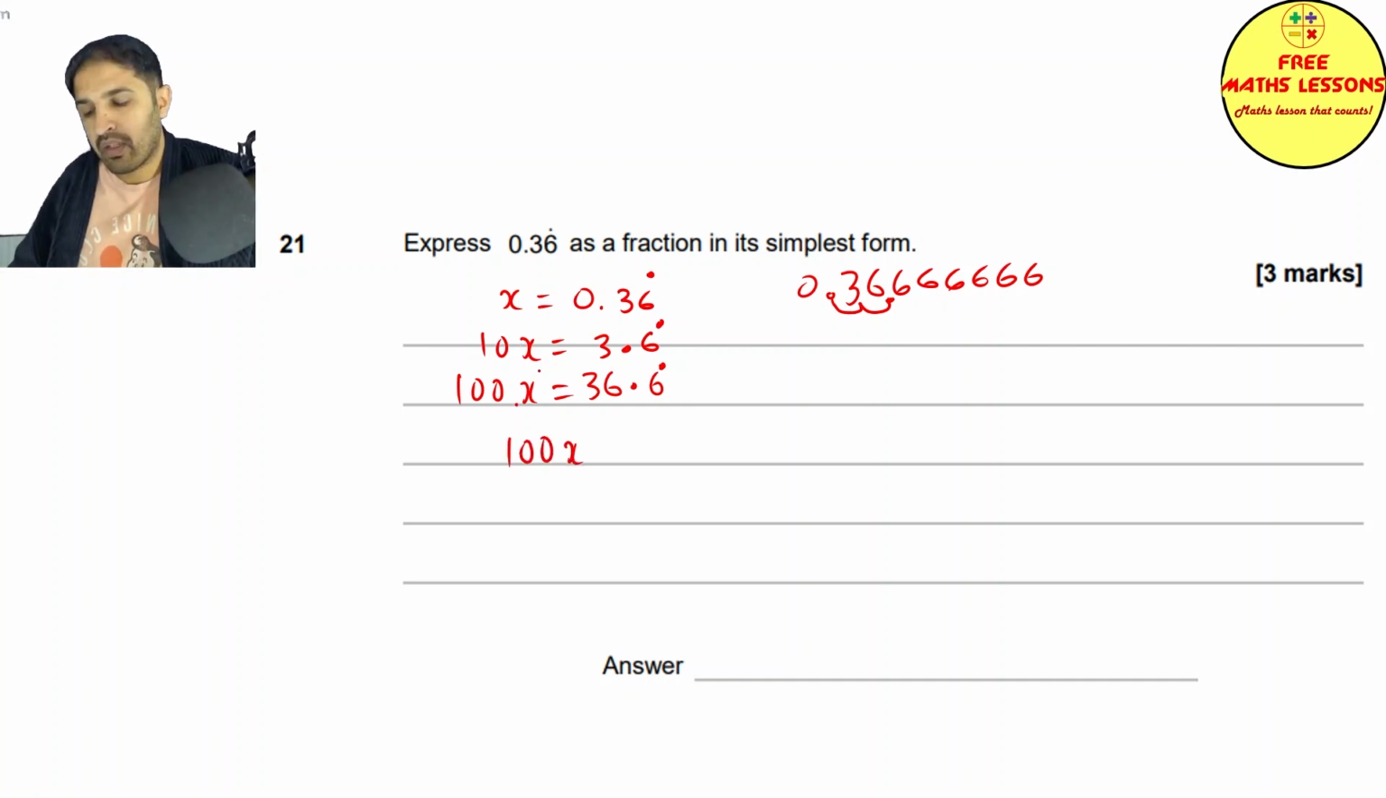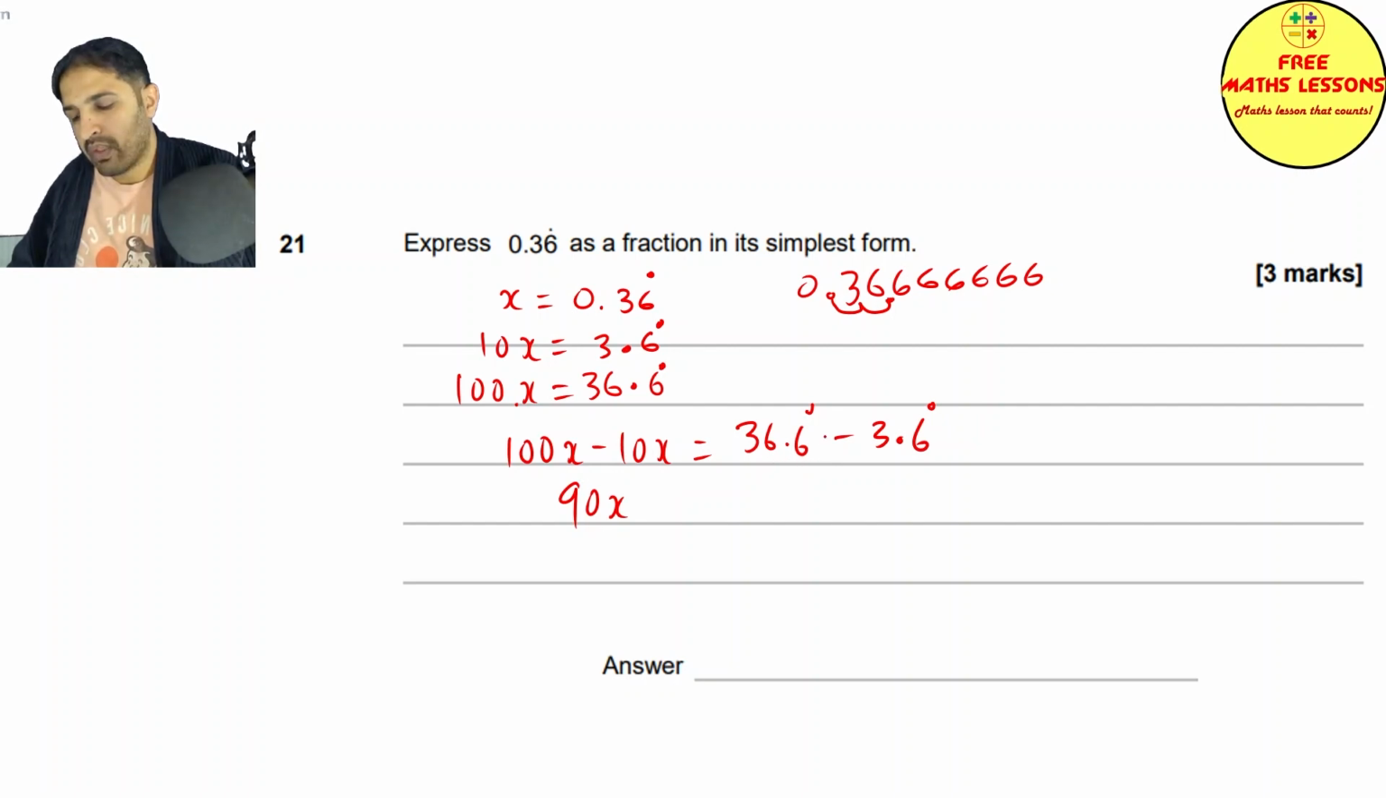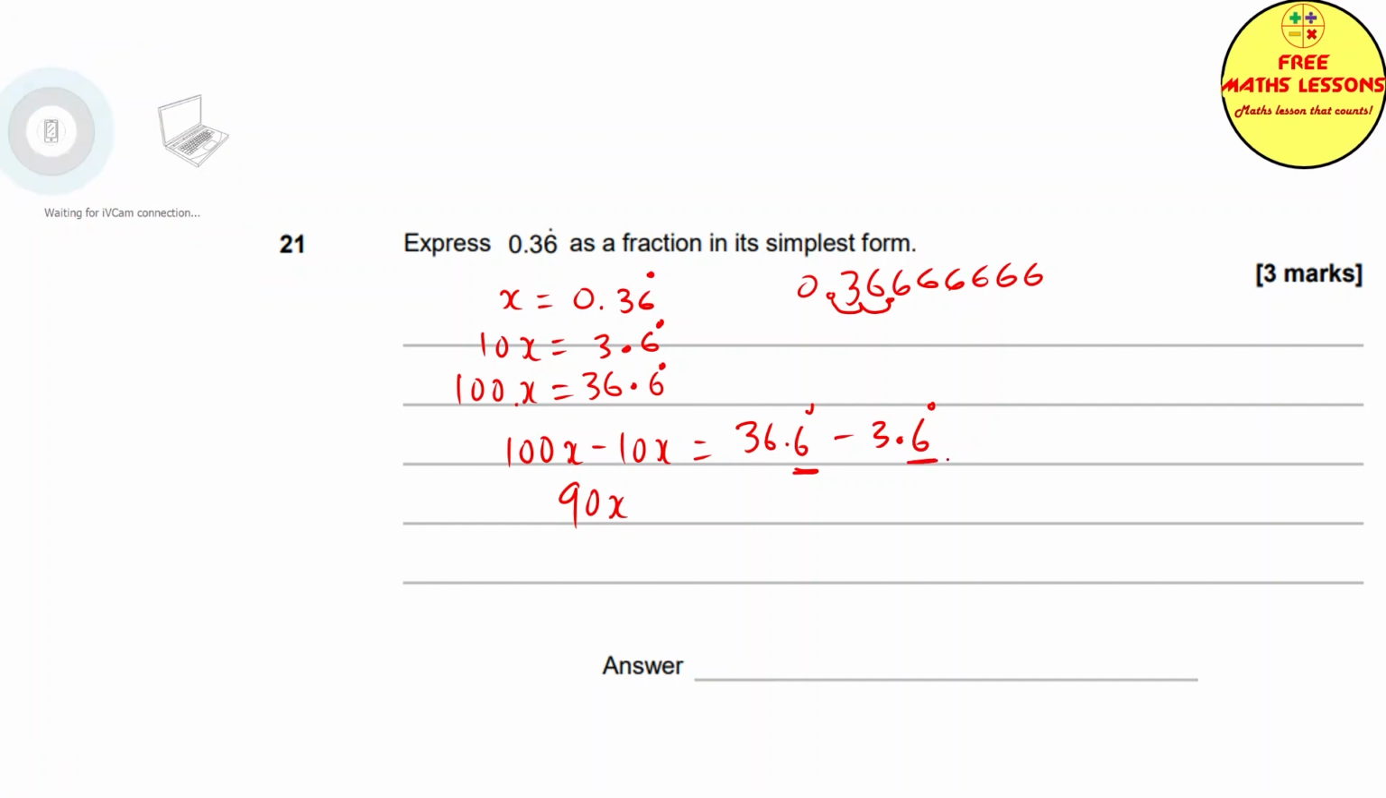So now if I do 100x, take away the last one, which is 10x. So 100x is 36.6 reoccurring, take away 3.6 reoccurring. So 100x take away 10x gives you 90x. And 36.6 take away 3.6 reoccurring: the reoccurrence gets cancelled, deleted in a way, so all I had to do is 36 take away 3, which is 33. So I know 90x is the same as 33.